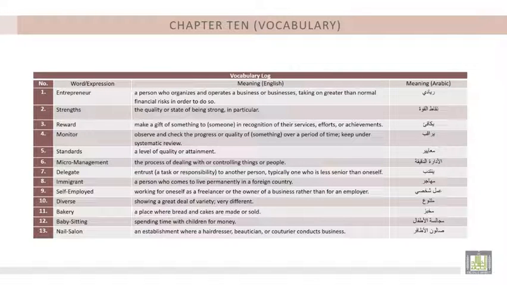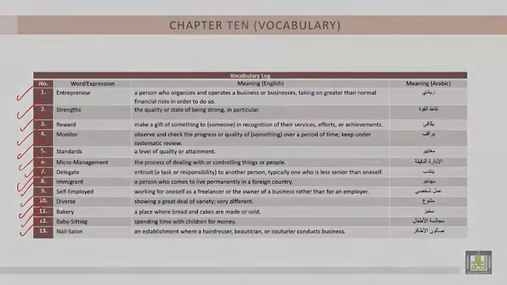The vocabulary log of this chapter includes 1. Entrepreneur. 2. Strengths. 3. Reward. 4. Monitor. 5. Standards. 6. Micromanagement. 7. Delegate. 8. Immigrant. 9. Self-employed. 10. Diverse. 11. Bakery. 12. Babysitting. 13. Nail salon. Now, listen to a lecture and then answer the following questions.